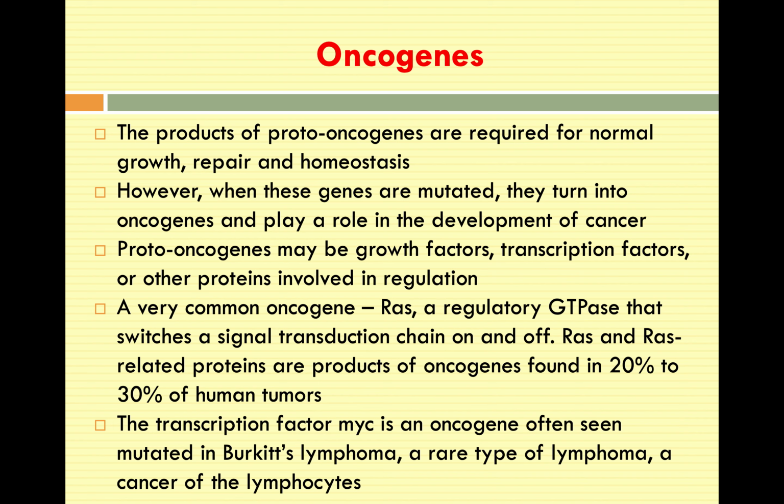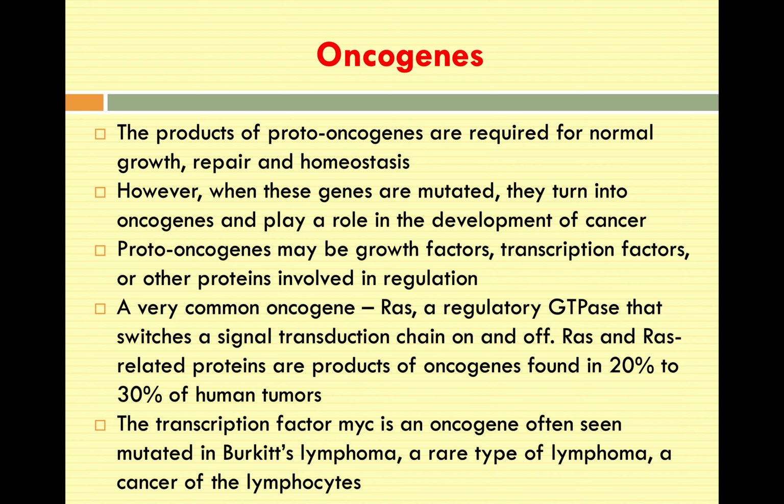So proto-oncogenes may be growth factors, transcription factors, or other proteins involved in regulation of transcription or translation, but usually transcription. A very common oncogene called RAS, which is a regulatory GTPase that switches the signal transduction chain on and off, is an important protein, especially because its oncogene forms are found in 20% to 30% of human tumors. So chances are a lot of human tumors are actually caused by RAS and RAS-related proteins.